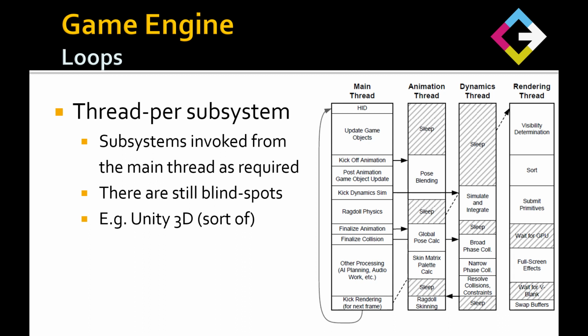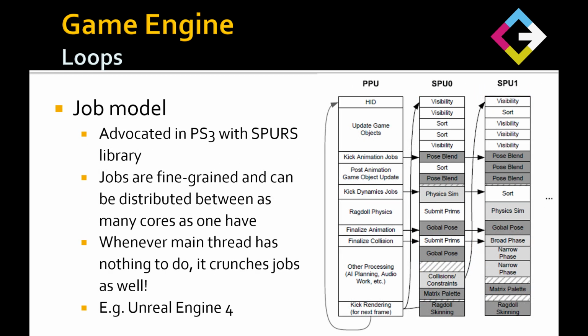Unity still has its main thread, audio thread, physics thread, and rendering thread. The holy grail of multi-threaded loop model is job model. Originally advocated in PS3 actually, however the time was not right back then. Job model differs largely from the thread per subsystem model, in that you only have main scheduler thread and the job threads, and many job threads.